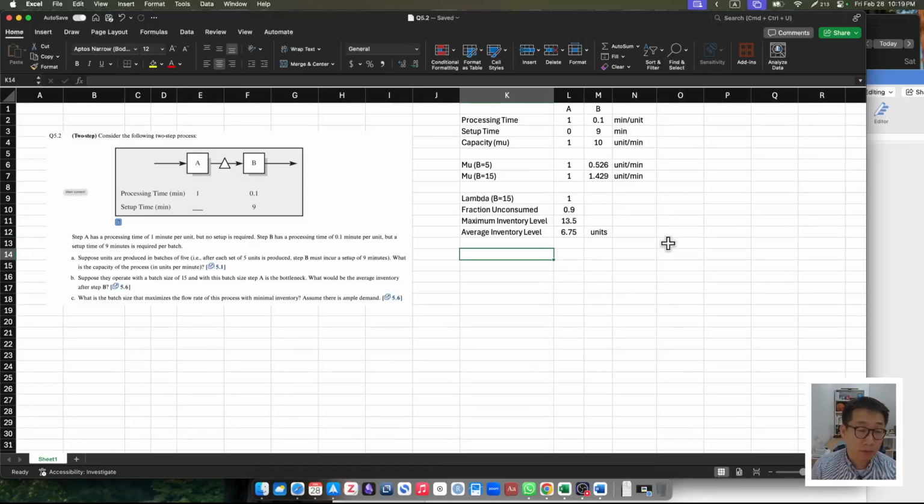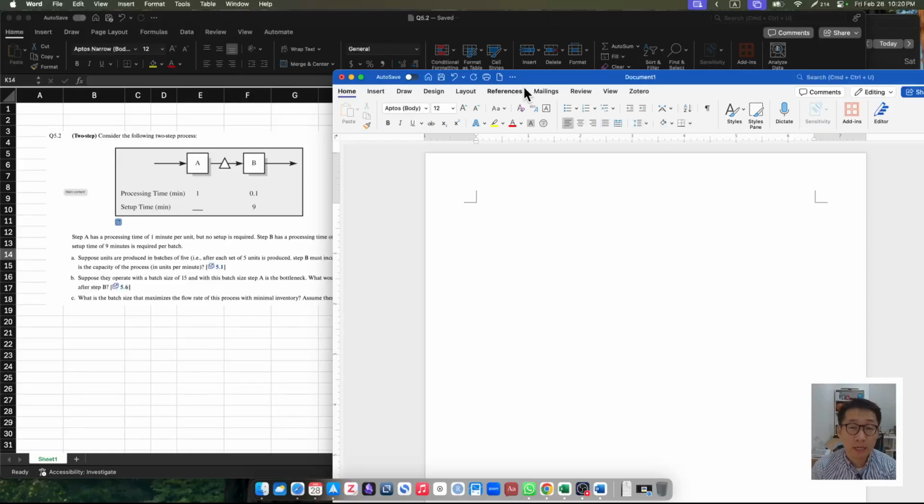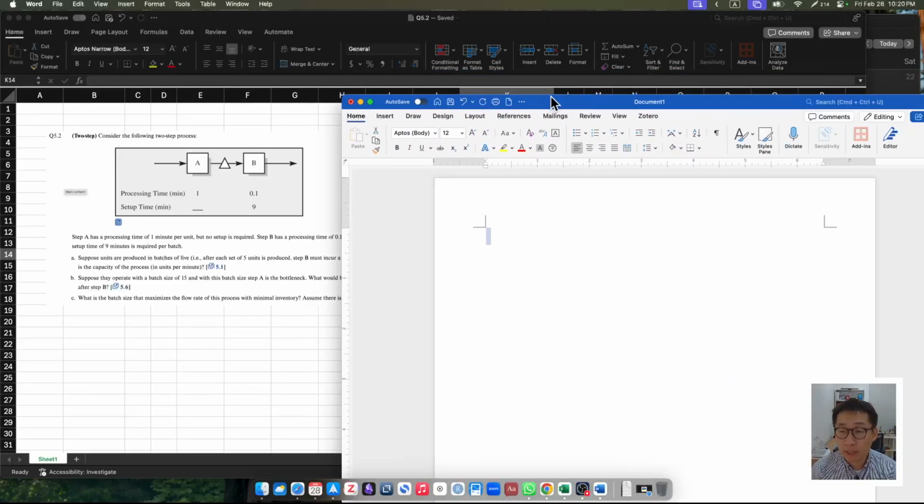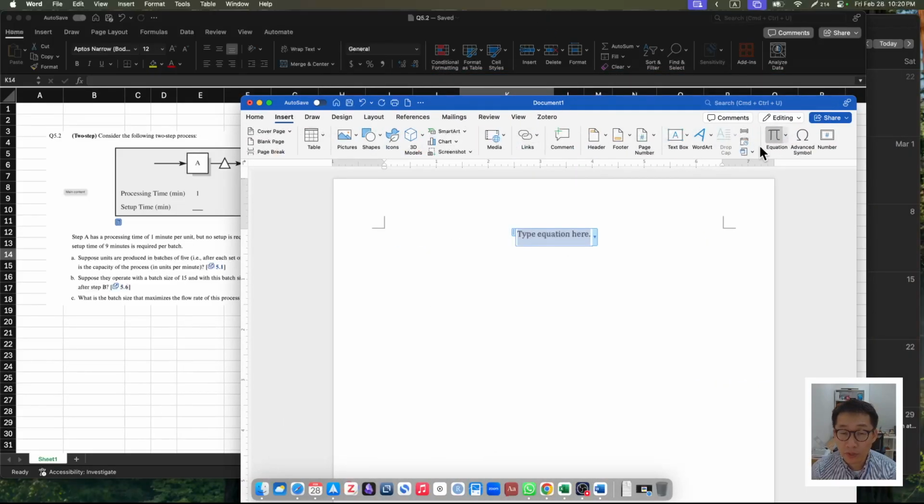Okay, let's talk about the third one. What is the batch size that maximizes the flow rate of this process with a minimal inventory? This is not a batch size determination based on total production or total consumption, equilibrium quantity consideration. This is a case where you have a target capacity you want to match against. This is simply based on this equation right here.